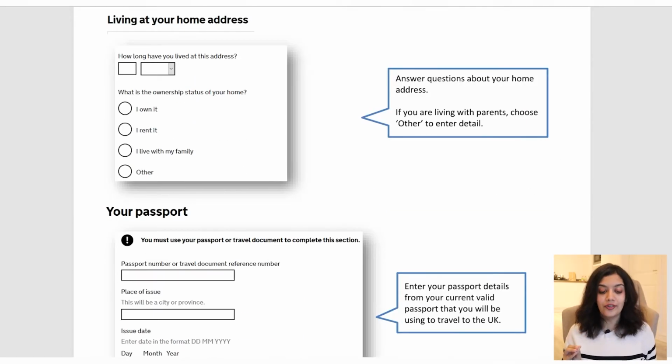And when you enter your address, you just have to select how long you have been living over here. So for me, I entered my address and I had been living here for 22 years and I live with my family. And you can just select whatever your status is.